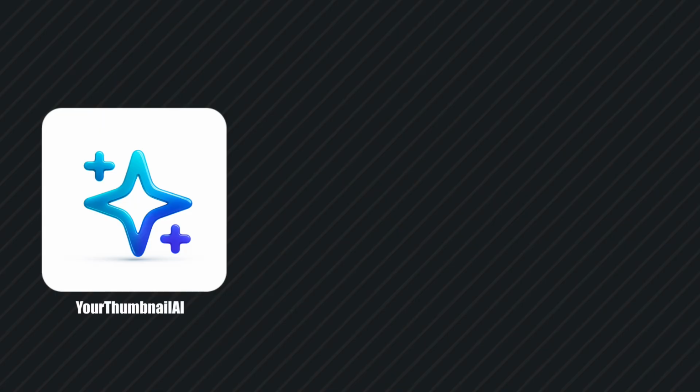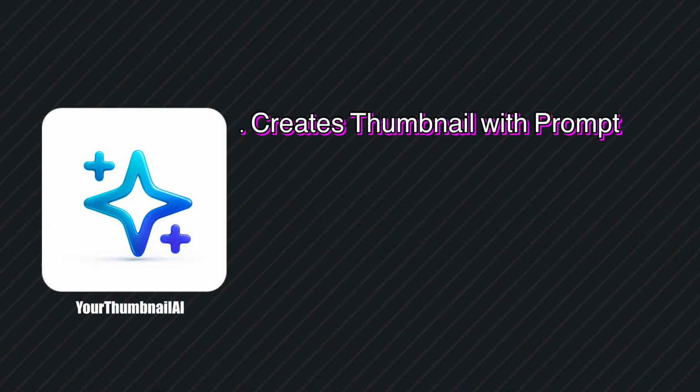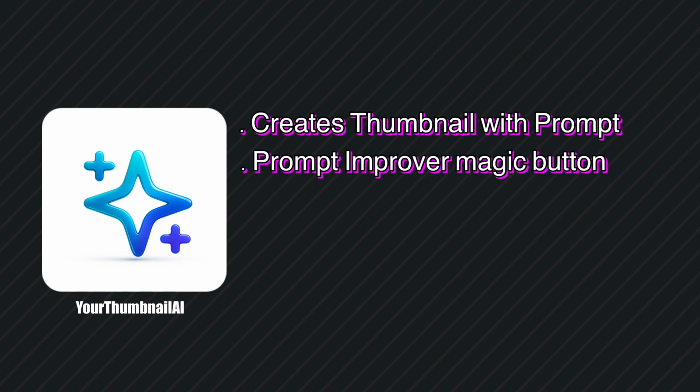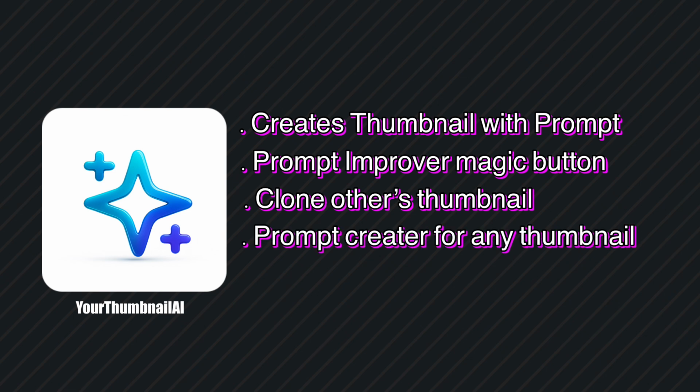With this AI thumbnail generator, you can generate thumbnails instantly with just one prompt. We have also built a prompt improver that will generate a highly contextual prompt for you in the context of a thumbnail. Also, you can clone others' viral thumbnails into your own thumbnail. And if you want to generate a prompt for any thumbnail, you can do it from here. Another thing is, if you want to test how any thumbnail will perform, what is good and what is bad in it, you can check that thumbnail here.